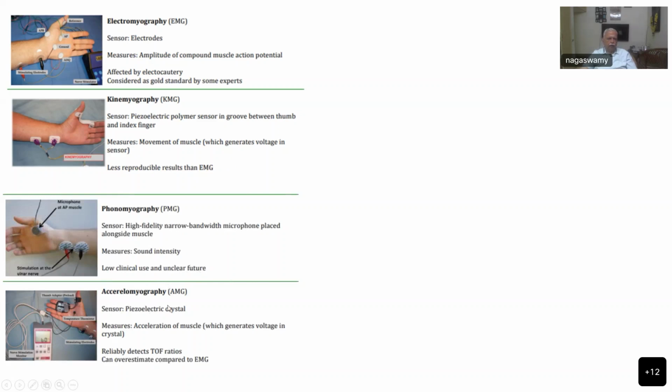Then accelerometry again uses a piezoelectric crystal and measures acceleration of the muscle, which generates voltage in the crystal. It reliably detects the train of four ratios, but sometimes can be overestimated compared to EMG. So this is how the accelerometer is placed on the index and middle finger along with the thumb. And then it measures the voltage generated. Whenever you use a piezoelectric sensor, it measures the voltage generated during muscle movement.